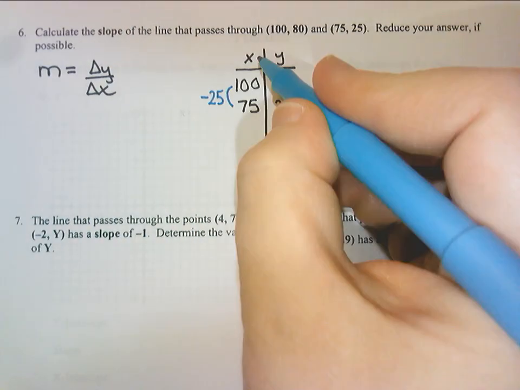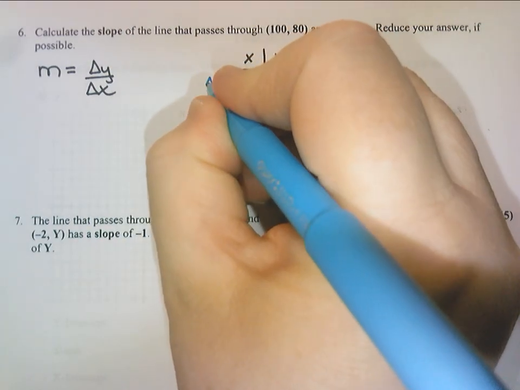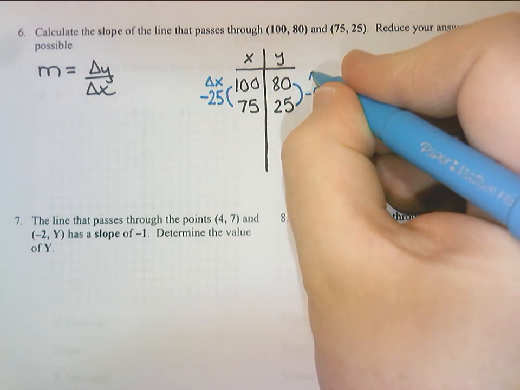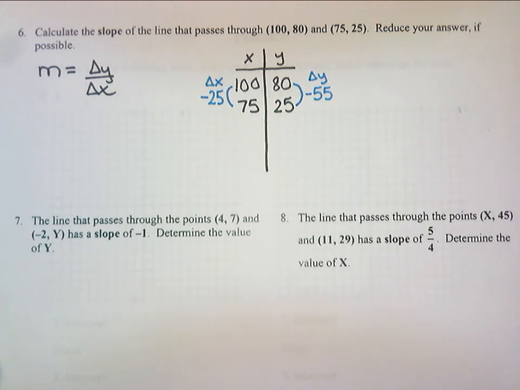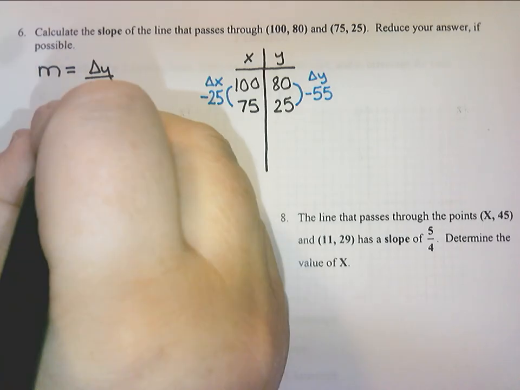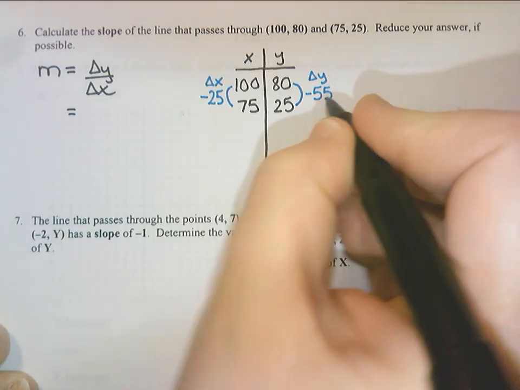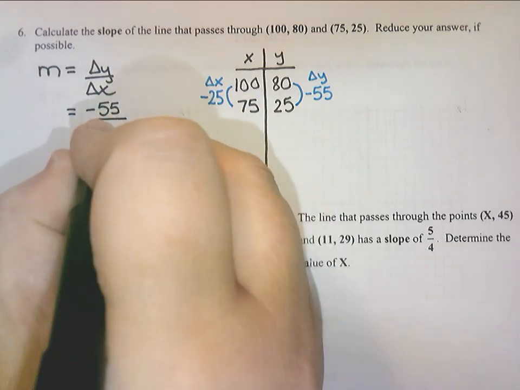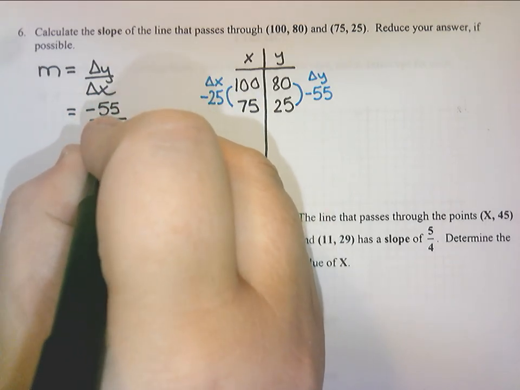So the side where x is, that's the change in x, or delta x. On the side where y is, that's our change in y, or delta y. So my slope is delta y over delta x. So negative 55 over negative 25.